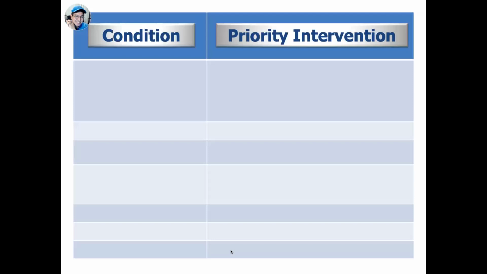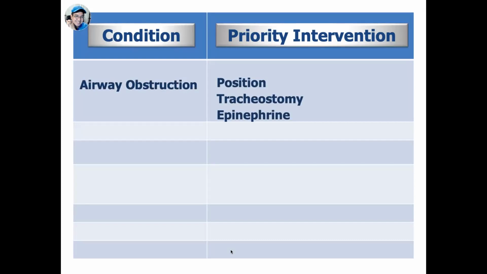Certain conditions have prioritization of your interventions. For example, your airway obstruction, of course, positioning. You would want to put them on a high Fowler's position. Could be your tripod position also. If there is swelling on the airway, you might want to do your tracheostomy and give epinephrine, for example, if your patient has an allergic reaction or anaphylactic reaction.